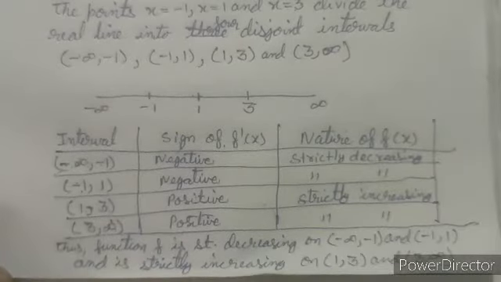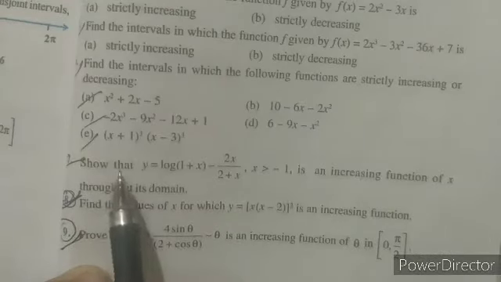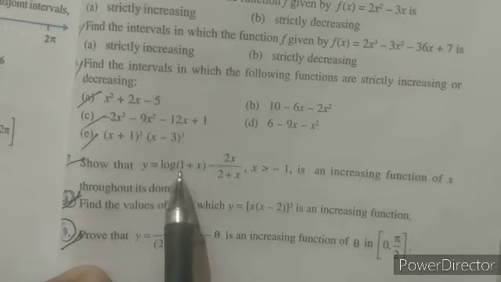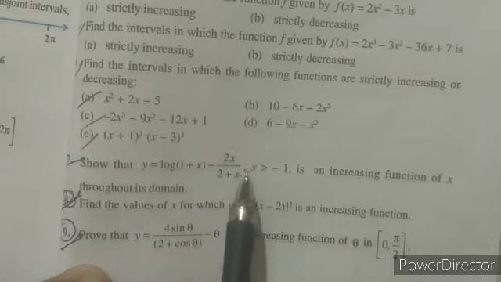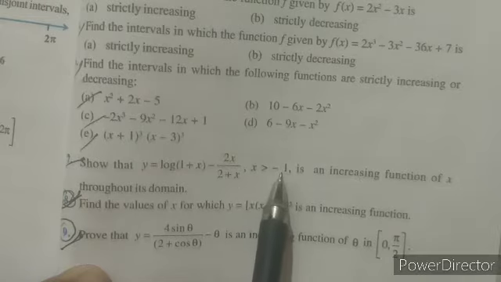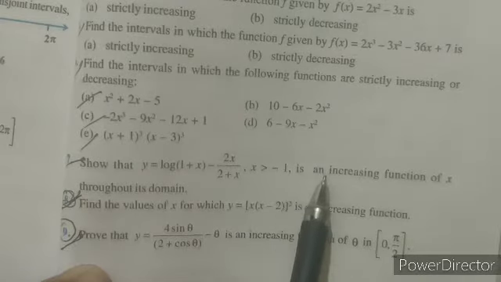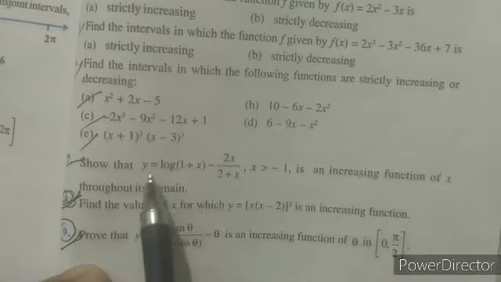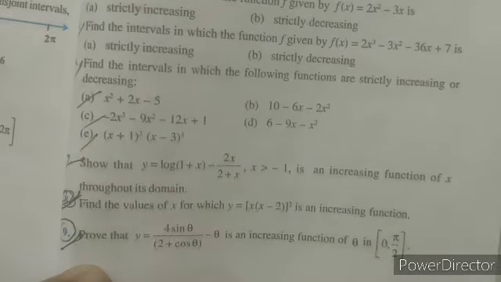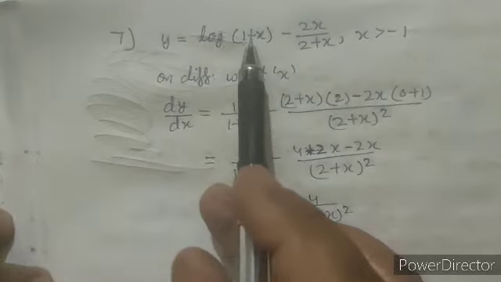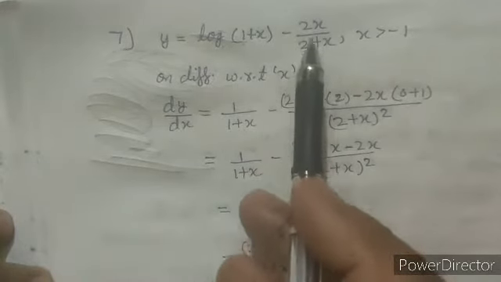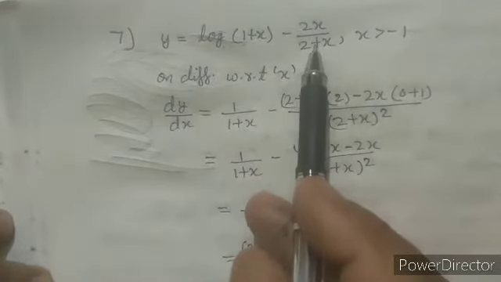Question number 7. Show that y equal to log(1 plus x) minus 2x upon (2 plus x), where x is greater than minus 1, is an increasing function of x throughout its domain. Now the function y equal to log(1 plus x) minus 2x upon (2 plus x) is given to us.